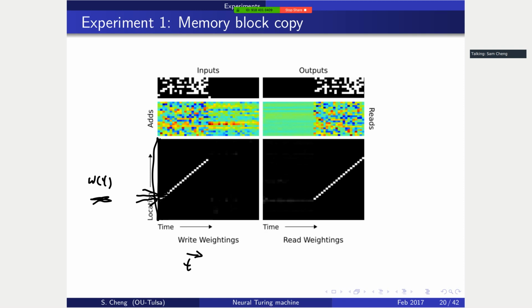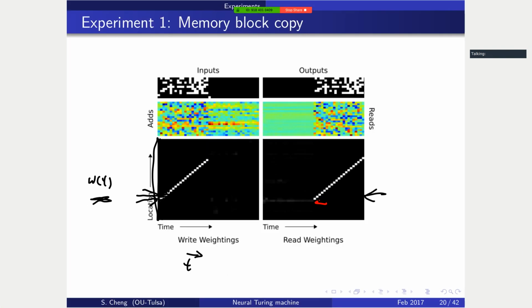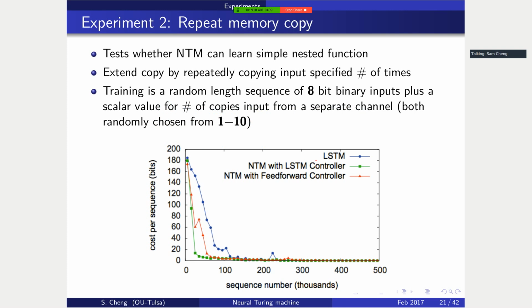Now when you read from the memory, you're also starting from the one that was, maybe I should use a word, from this one and going upward. It just makes total sense basically. And this is just memory copy with one block. Now let's look at repeated memory copy.